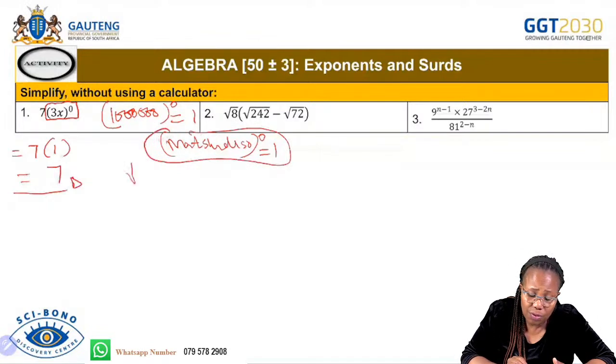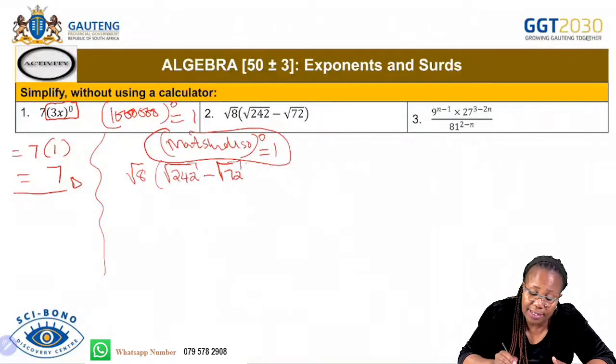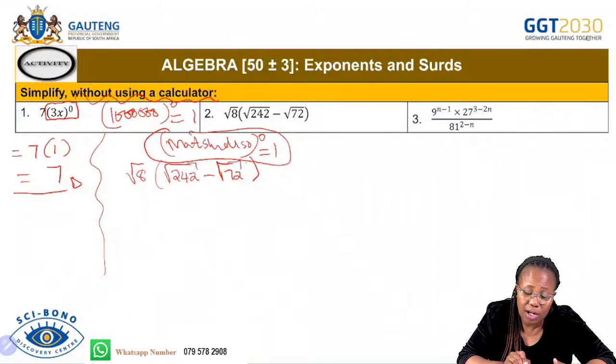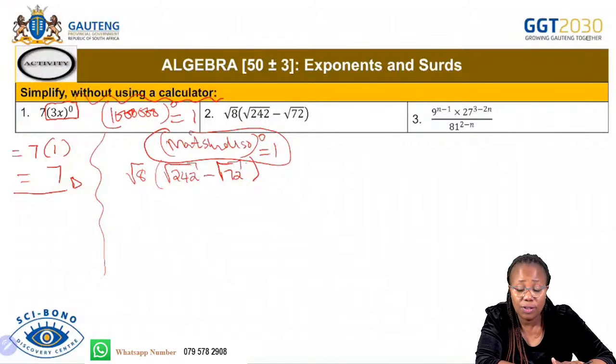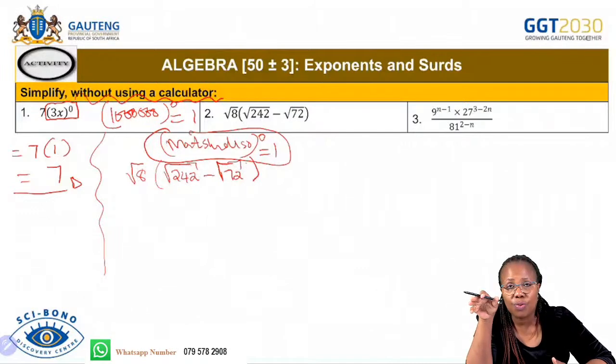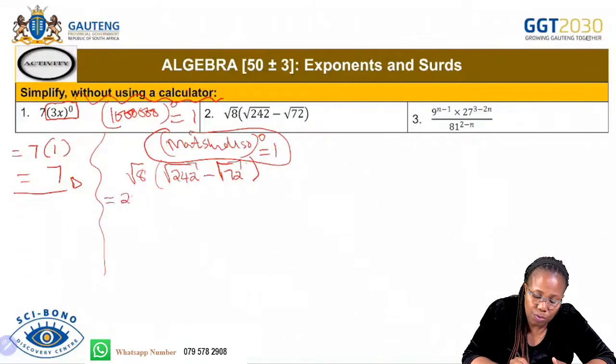We are given the square root of 8. We are now dealing with surds here. This is surds. And then we have square root of 242 minus the square root of 72. With surds, you need to simplify your surd and write it in simplest form before you can simplify. Remember, they say without using a calculator, but your calculator can assist you to tell you when you say square root of 8 in a simple surd form. Remember, square root of 8 will be 4 times 2, and the square root of 4 is a 2. Then you'll be writing this as 2 square root 2.